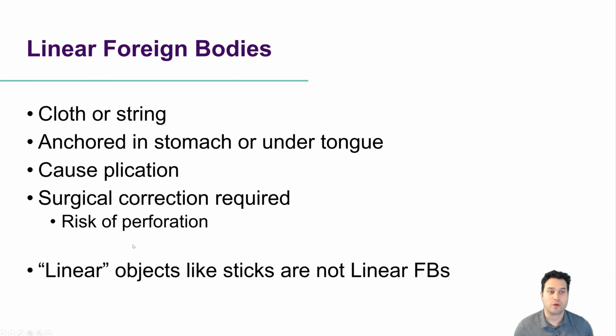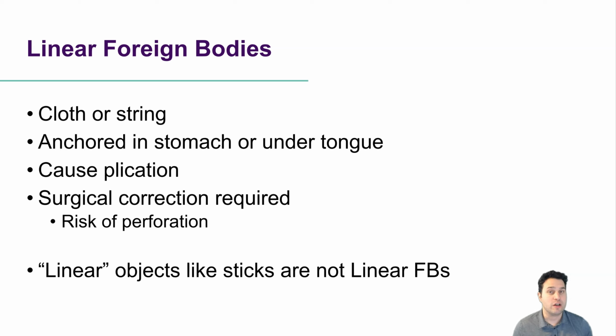A linear foreign body is typically caused by a cloth or a string. And these foreign objects that our patients, our dogs, ingest are anchored either in the stomach or underneath the tongue in the most common areas. What ends up happening is, as these pass from the stomach into the small intestine, they cause plication or bunching of the intestines along the length of the foreign body. And these foreign bodies require surgery.